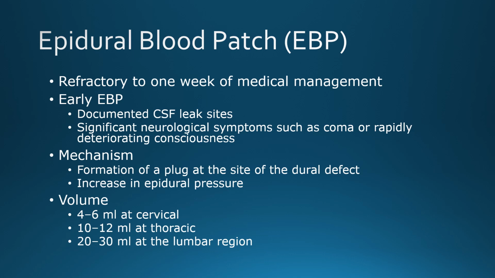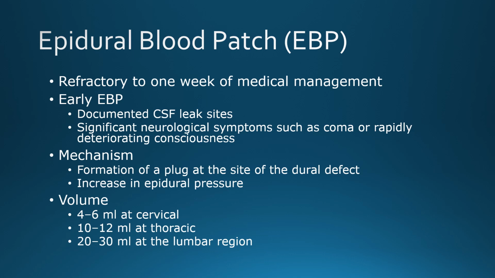The exact mechanism by which epidural blood patch helps is not known, but it results in formation of a plug at the site of the dural defect. And sometimes a large volume blood patch increases the epidural pressure, thereby decreasing the subarachnoid pressure and relieving the symptoms.